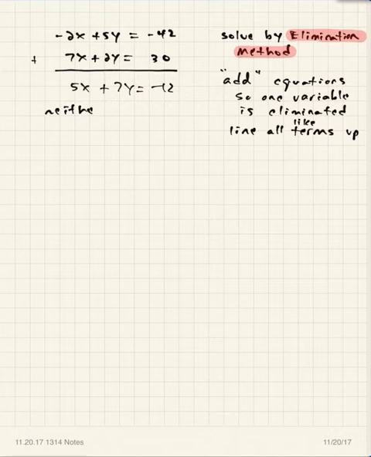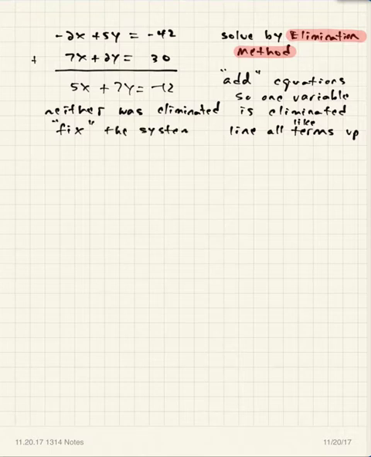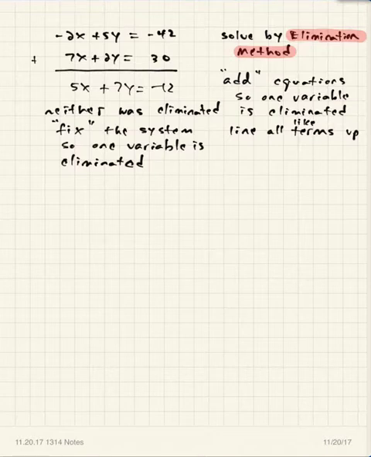So we have to fix this system so that when I add them together, one of the variables is eliminated. So neither was eliminated. Fix, I'm going to put quotes around that, the system, so one variable is eliminated. All right, so how do we do that? And again, this is something that should bring back old fond memories for you. You should have done this somewhere before in an algebra class. I'm kind of assuming that you've done this. That's why we're just presenting this as a review.